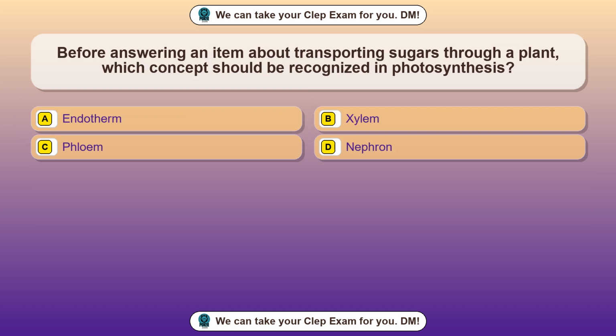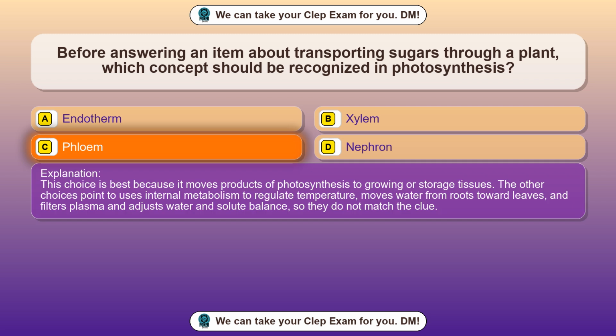Question 41. Before answering an item about transporting sugars through a plant, which concept should be recognized in photosynthesis? Option A, endotherm. Option B, xylem. Option C, phloem. Option D, nephron. The correct answer is option C, phloem.